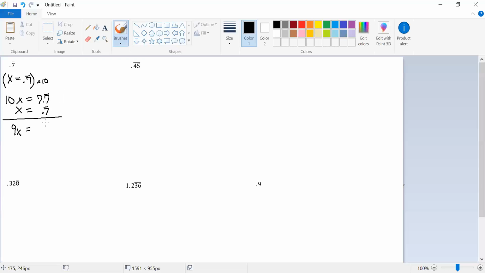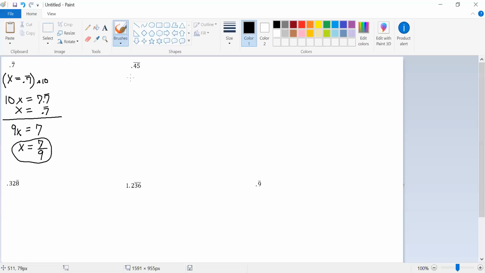Notice the 0.7 repeatings give me 0. So all that leaves is the whole number 7. Then to solve for x, just divide both sides by 9, and I get that x is equal to 7/9. You can try dividing 7/9 by hand or in your calculator, and you'll see you get 0.777 forever. All right, let's try this one.